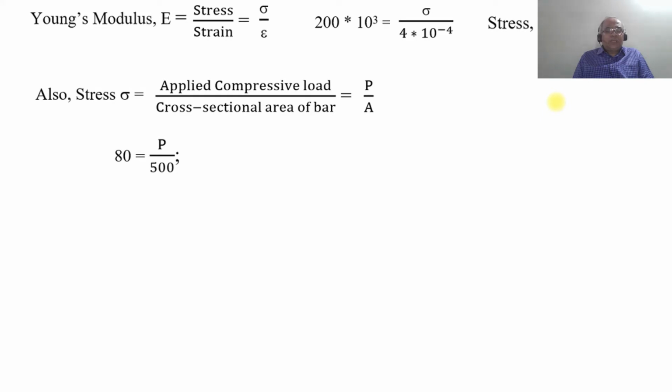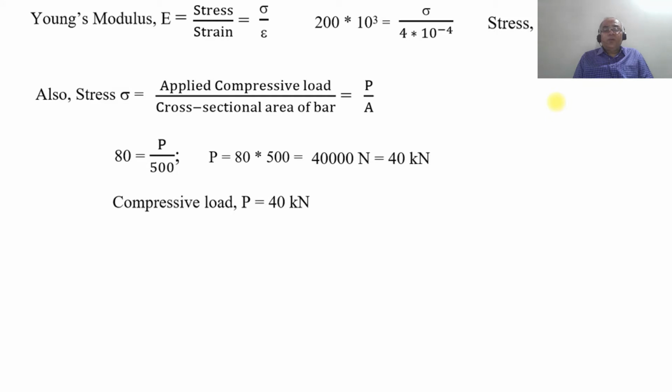So we know the stress, which is 80 Newton per mm square, which we have calculated. That is equal to the load applied, which I need to find out, P, divided by the cross-sectional area, which is 500 mm square. So therefore, P is equal to 80 into 500, which is equal to 40,000 Newton. Converting 40,000 Newton into kilonewton, it will be equal to 40 kilonewton, which is the compressive load.